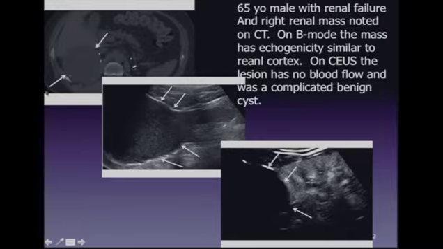This is a 65-year-old male with renal failure. He had a right renal mass noted on CT that has some rim calcification. On B-mode image, the lesion looked like it had low-level internal echoes and was solid. However, when we gave contrast, there was no blood flow within this lesion at all, and this was just a benign, complicated cyst.